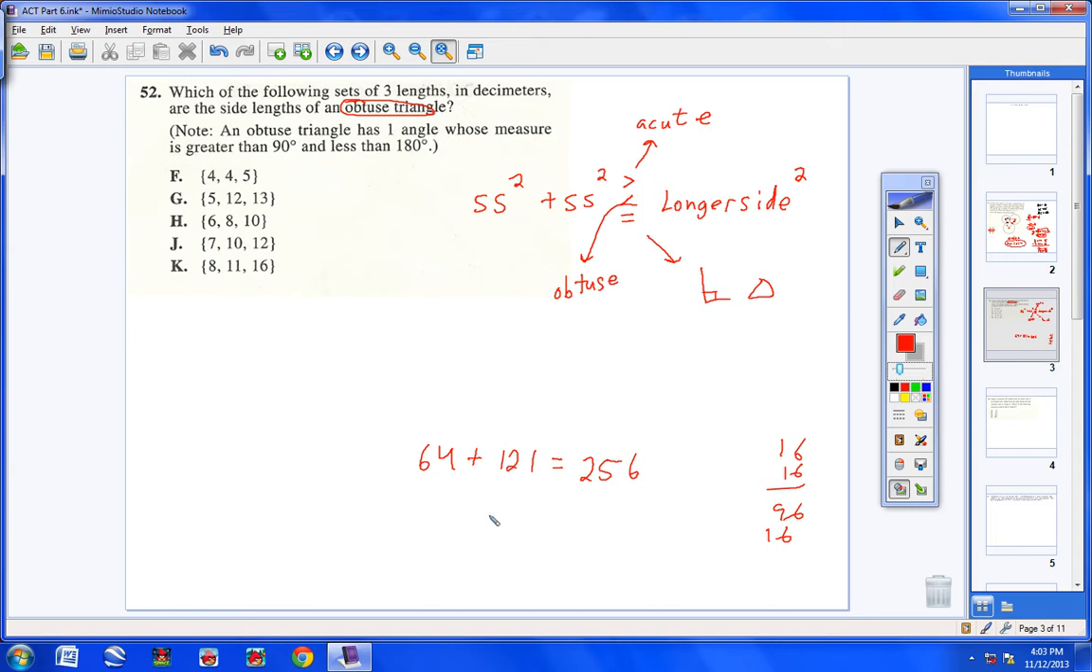If you add these two together, you get 185. I should not have put an equal sign there. 185 is less than 256, and that's what you wanted. Now, it's a shame it's the last letter, okay? But that's how you do this problem, okay?